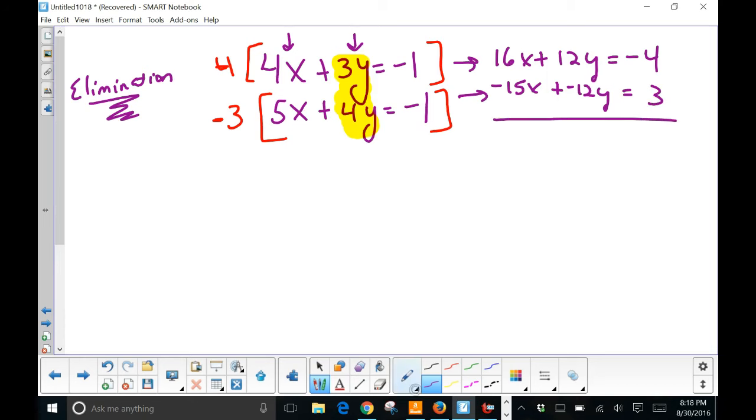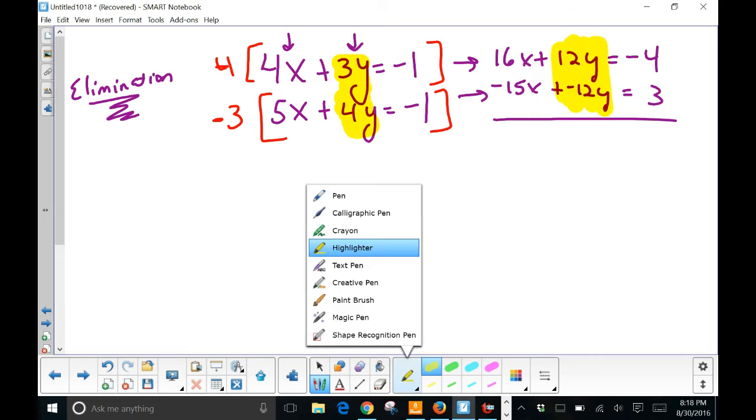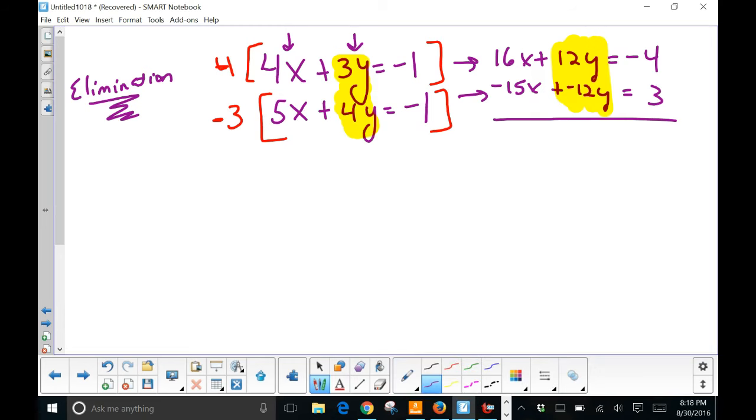Now you can see pretty clearly that if I were to add these two equations together, the y's would drop out. So that is exactly what I'm going to do. I'm going to do 16x minus 15x and get 1x is equal to, and in this case it's negative 1. Now thinking about this, this is telling us that the lines intersect in a point that has an x-coordinate of negative 1. But it's really important that we go back and figure out what that y-coordinate is.